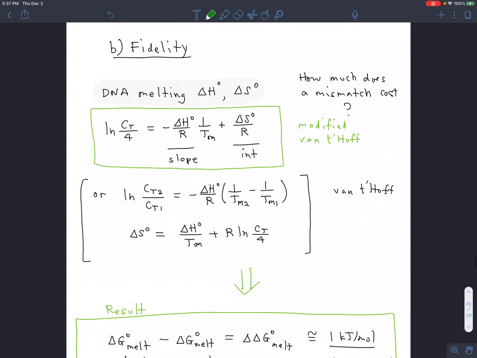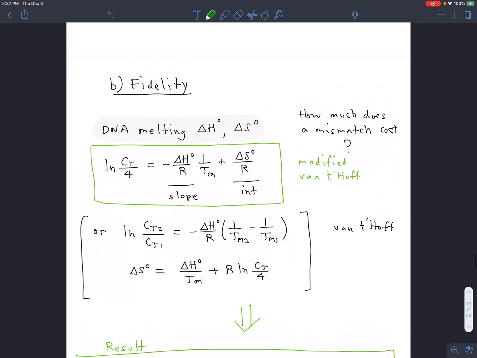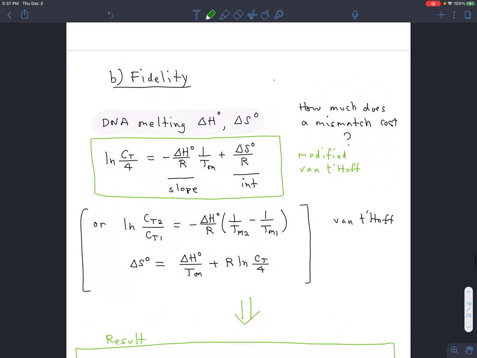All right, then we talked about the fidelity of the DNA, and in order to do that, we wanted to look at the thermodynamics of DNA melting, because we could compare the delta H and the delta S for the melting of a correctly paired duplex to the same things for duplexes with mismatches in them. And from the differences between those, we could see how much delta H and delta S, or delta G, it cost in order to put a mismatch in place.